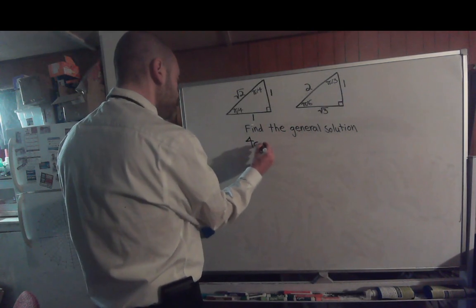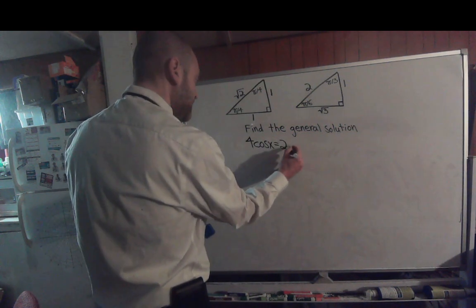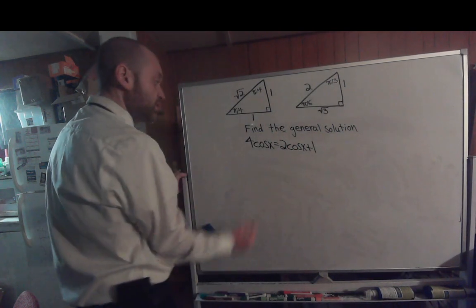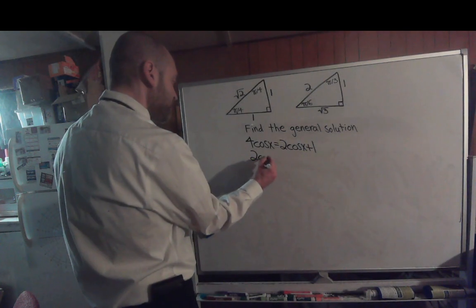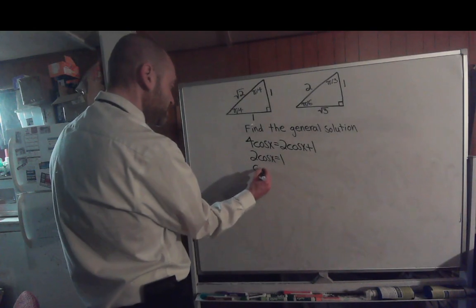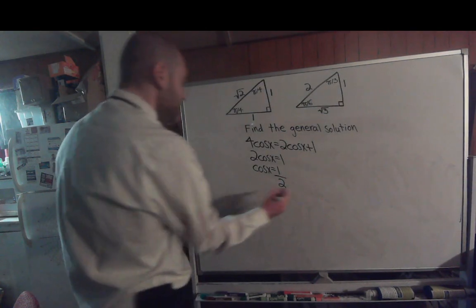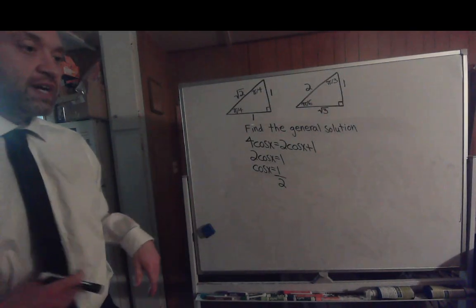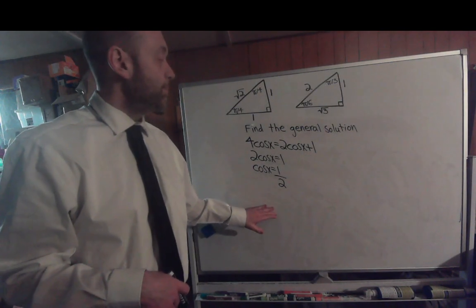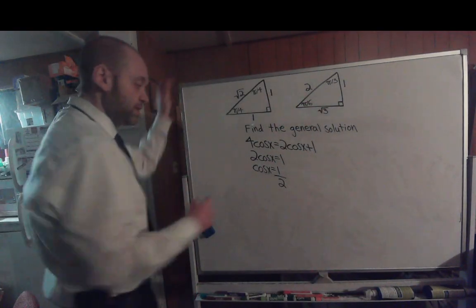4 cosine of x equals 2 times the cosine of x plus 1. So this would simplify into 2 times the cosine of x equals 1. So the cosine of x equals 1/2. Now, where is the cosine of x positive 1/2? Well, that's going to be at multiples of pi over 3.